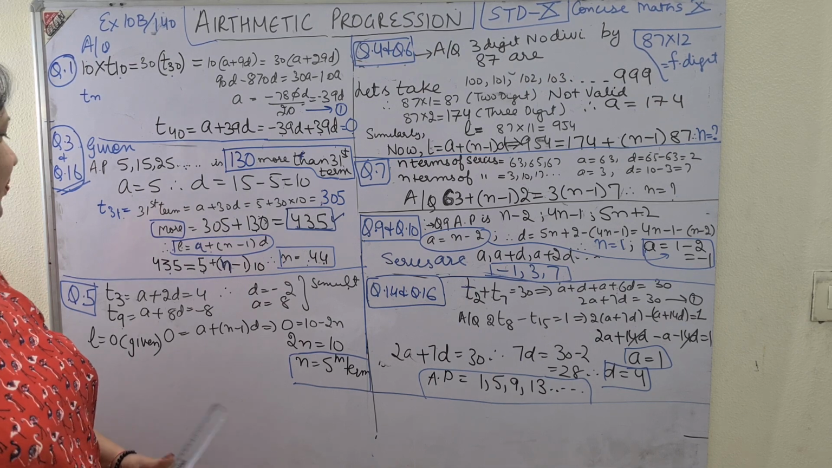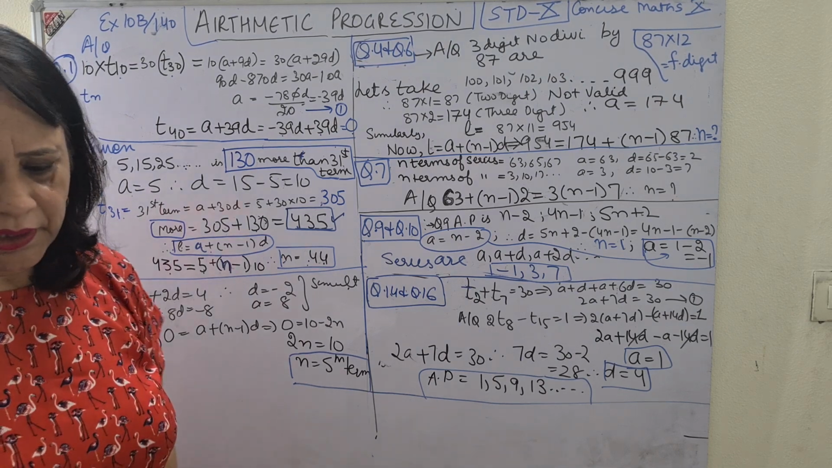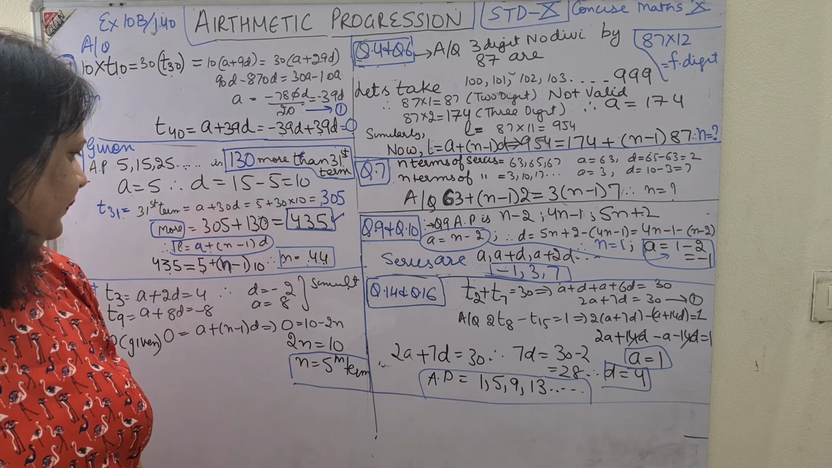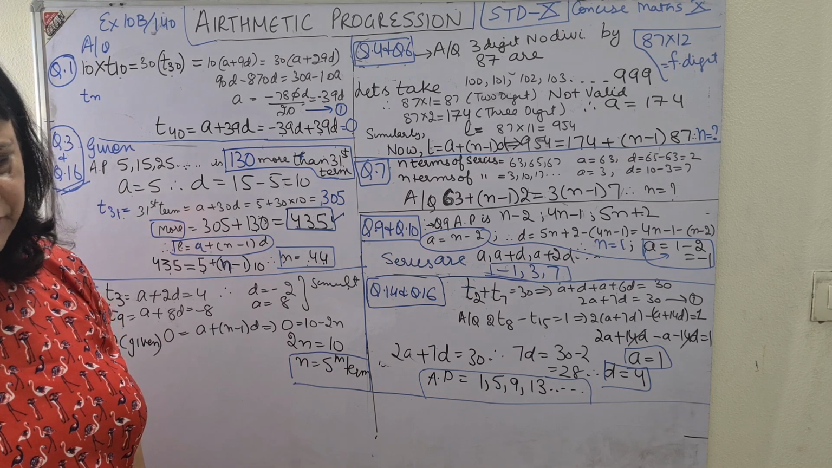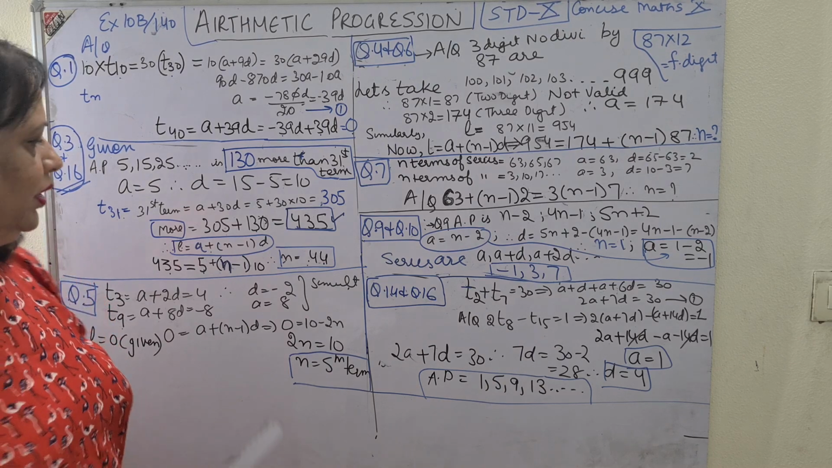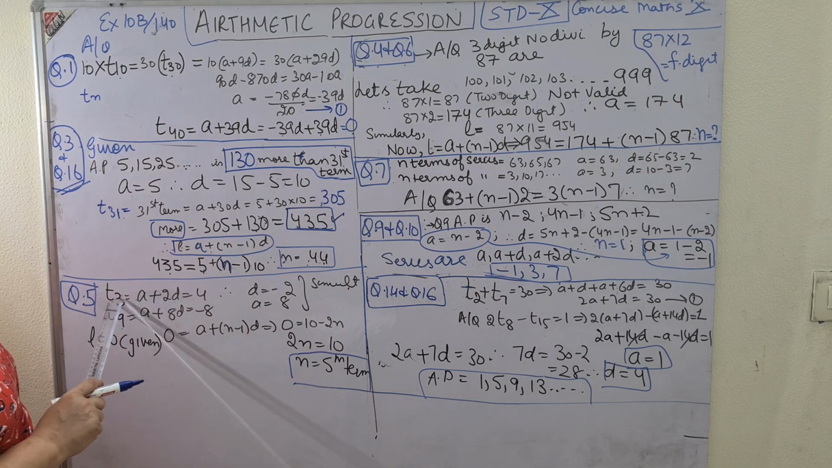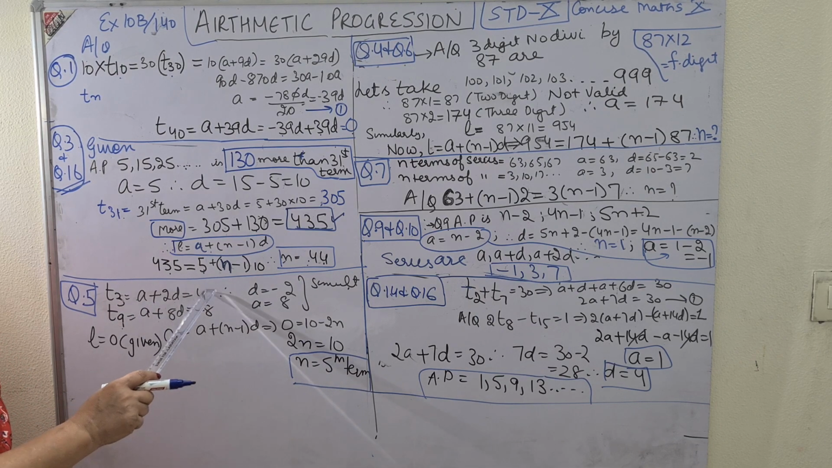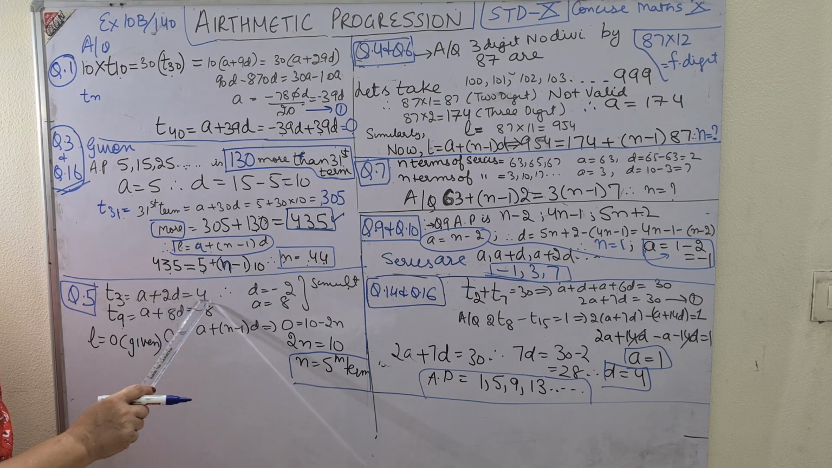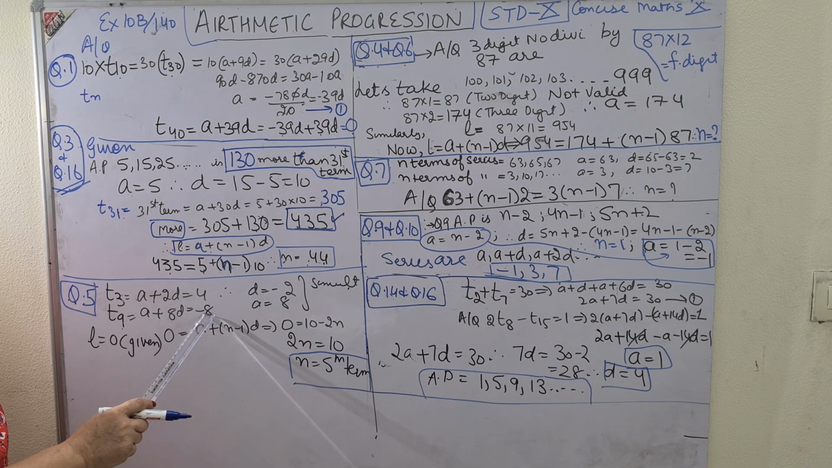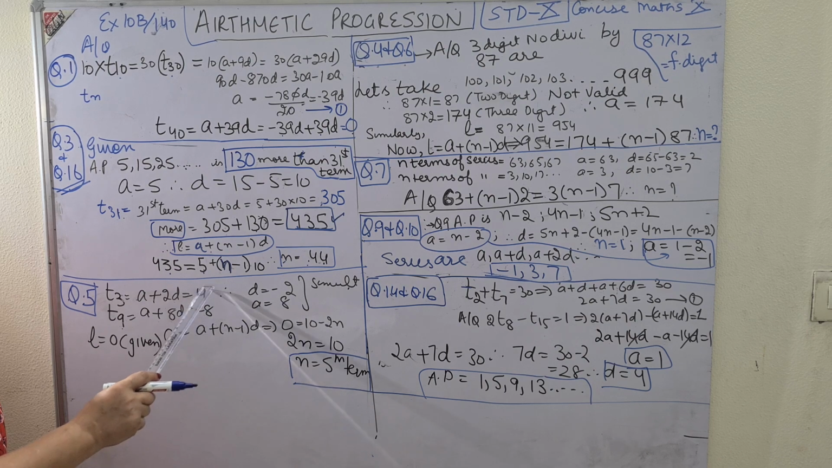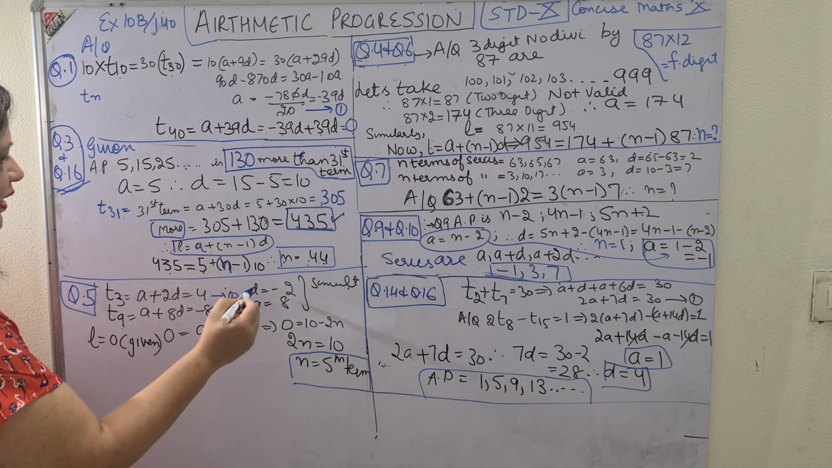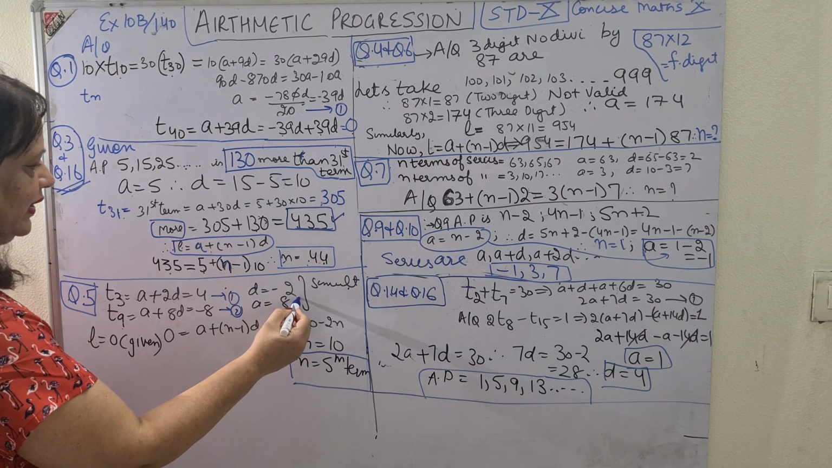Then come to question number 5. Very simple. If the third and ninth terms of an arithmetic progression are 4 and minus 8. So third and ninth term, we have done this in exercise 10a also. You know that T3 means A plus 2D. T9 means A plus 8D. I have written the values. A plus 2D is equal to 4. A plus 8D is equal to minus 8. And then I will solve these two equations 1 and 2 simultaneously to find the value of D and A, which I have already done here.